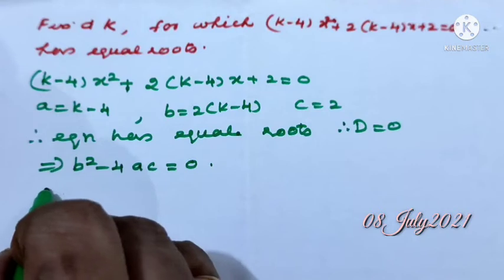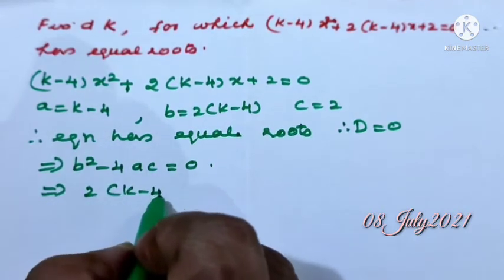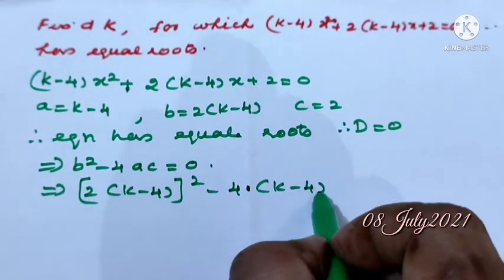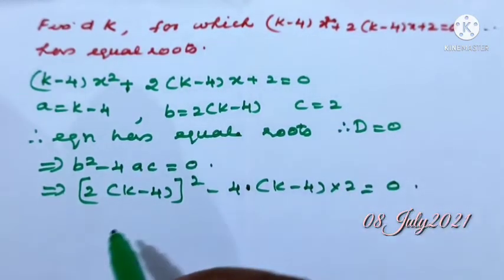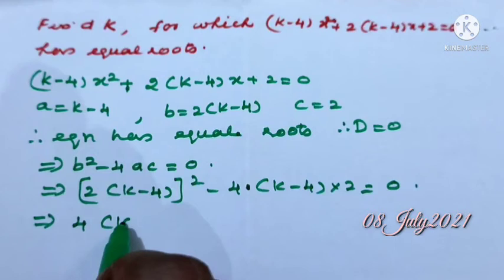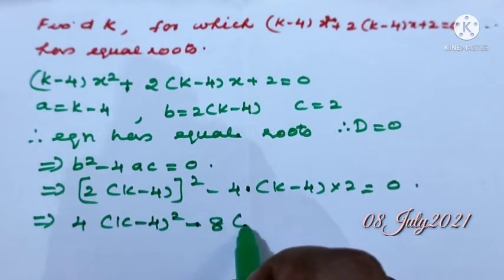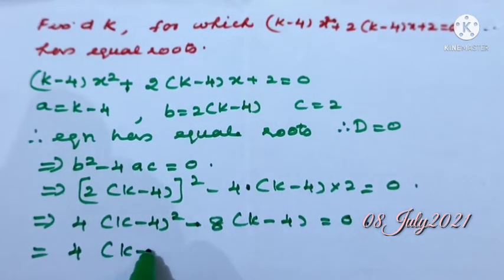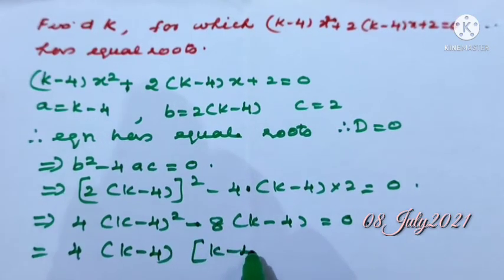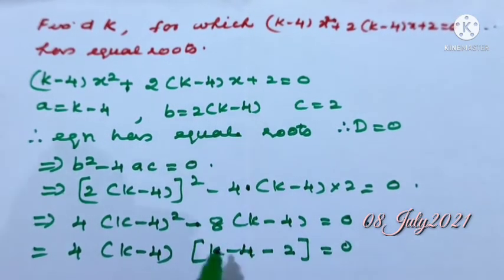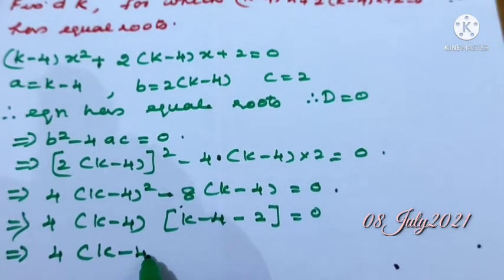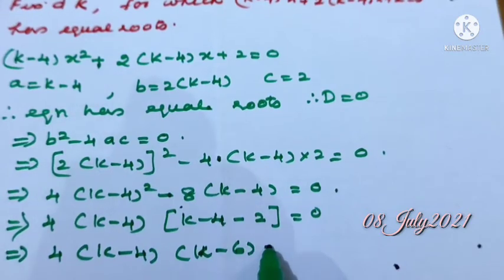So what is b square? 2 into (k minus 4) whole square, minus 4 into (k minus 4), that is a, into 2 equal to 0. Same procedure only. 4 into (k minus 4) whole square minus 8 into (k minus 4) equal to 0. 4 into (k minus 4) common I am taking. So k minus 4 minus 2 equal to 0. 4 I have taken, 2 is remaining. So 4 into (k minus 4) into (k minus 6) equal to 0.